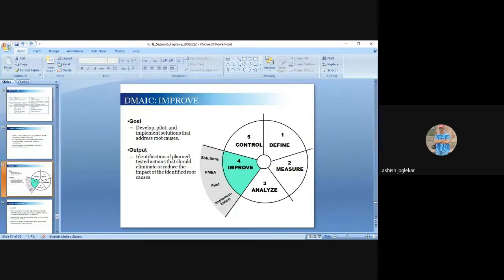So what we do in the improve phase is find out solutions, do a pilot, and then implement it. We again do FMEA in the improve phase, because after taking the actions, we perform a new FMEA to find out how much the number has come down, what the improvement is, whether the improvement is small or a major improvement. So that is what we do in the improve phase FMEA.